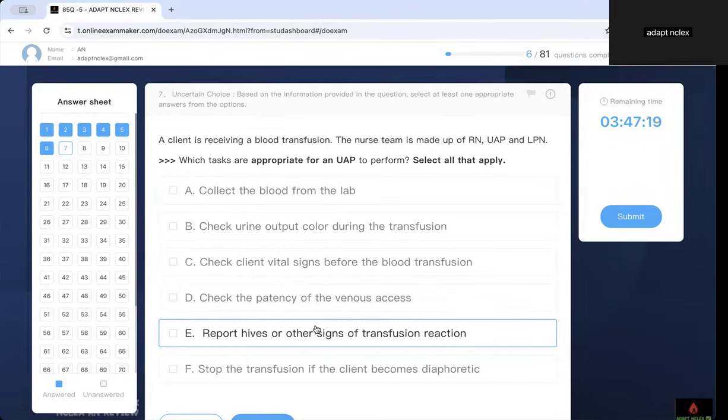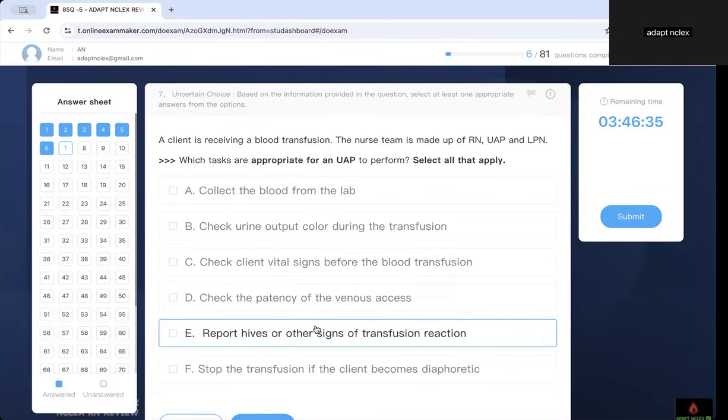The client is receiving a blood transfusion. The nurse team is made up of RN, UAP, LPN. Which tasks are appropriate for a UAP to perform? Select all that apply. This is delegation. We've moved to the delegation portion. What is the key for delegation to a UAP? Anything that requires thinking, assessment, or evaluation, they are not going to do. All they care about is ADL. But the question is about a blood transfusion. Therefore, give them something consistent with not requiring assessment, evaluation, or treatment.